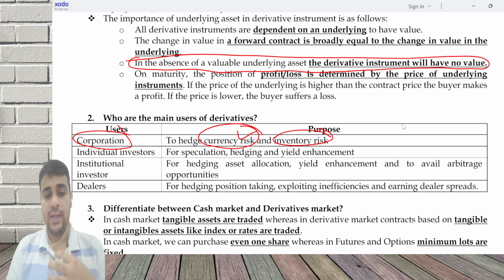Individual investors: speculation, hedging, yield enhancement through arbitrage. Institutional customers: hedging, yield enhancement and arbitrage. Dealers are basically the forex dealers of the bank or other people: hedging, exploiting inefficiencies and earning dealer spread. So as such I said three purposes: hedging, speculation and arbitrage.